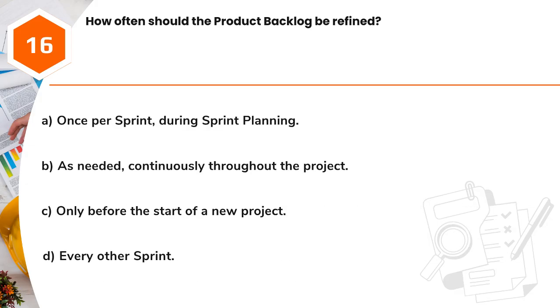Question 16. How often should the product backlog be refined? A. Once per sprint, during sprint planning. B. As needed, continuously throughout the project. C. Only before the start of a new project. D. Every other sprint.